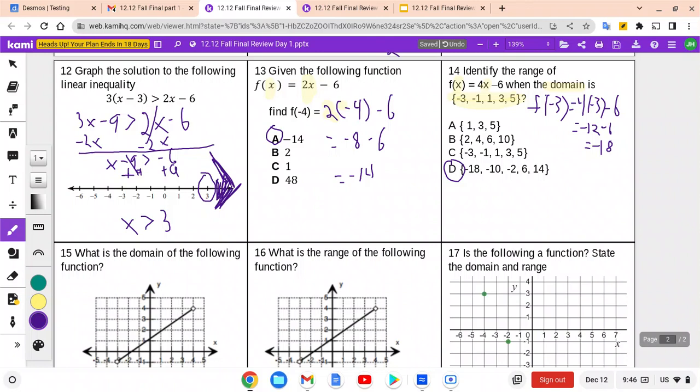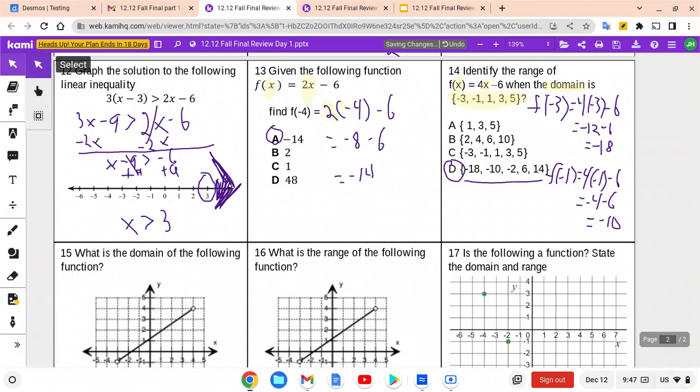Let me do another one. I'm not going to do all of them, but f of negative 1, that's 4 times negative 1 minus 6. That's negative 4 minus 6. That's negative 10. Yeah, this is going to be the answer. All right.